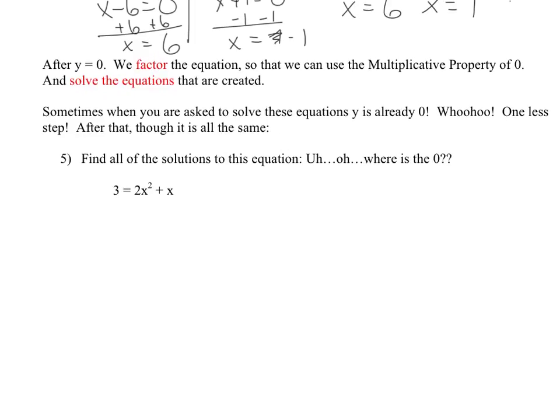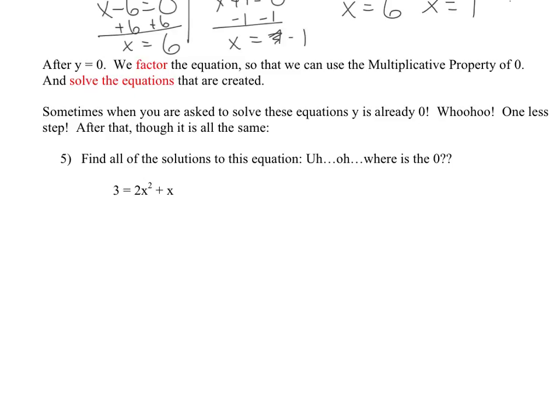After y equals 0, we factor the equation so that we can use the multiplicative properties of 0. And then we solve the equations that are created. So that's what we do every single time. The basic idea is: set y equal to 0, factor, t-chart, we're done.